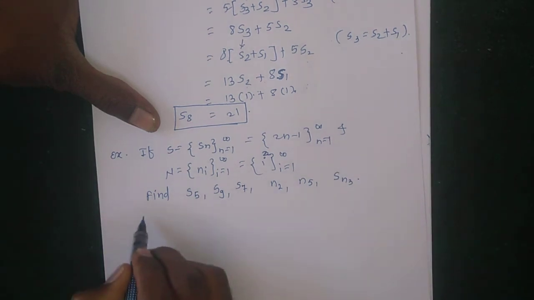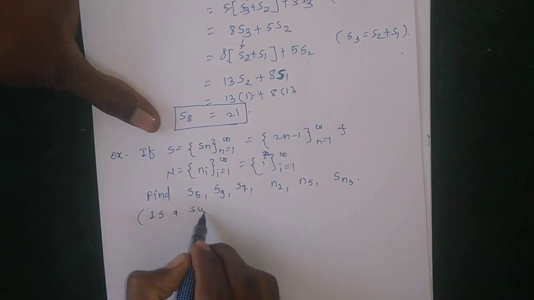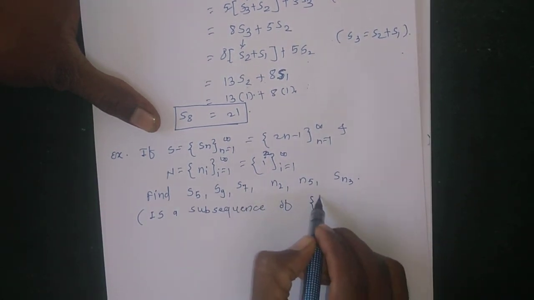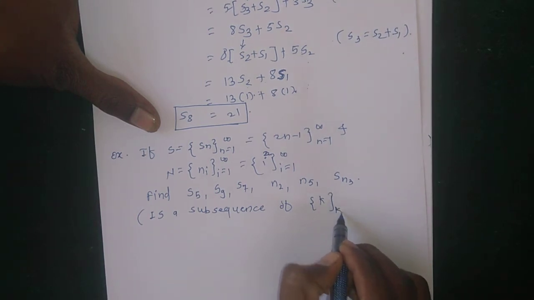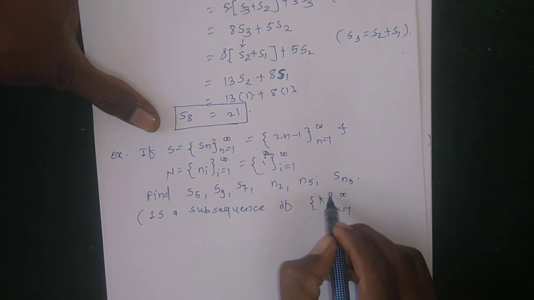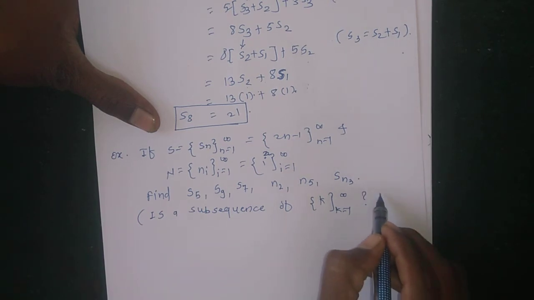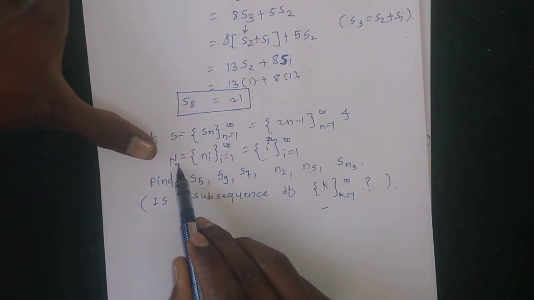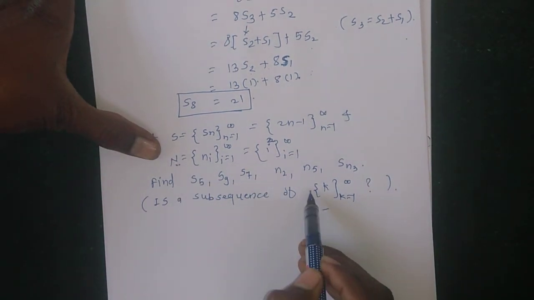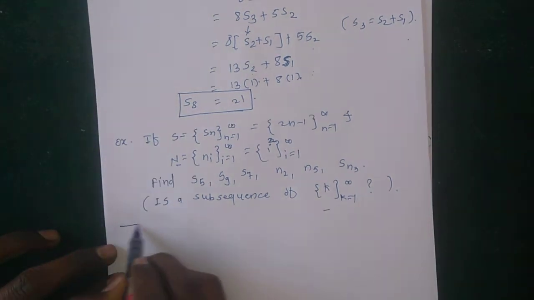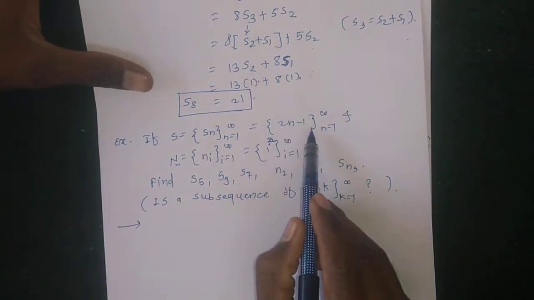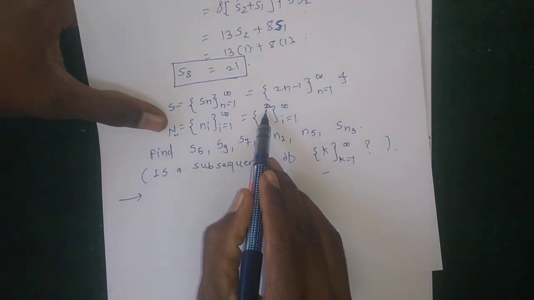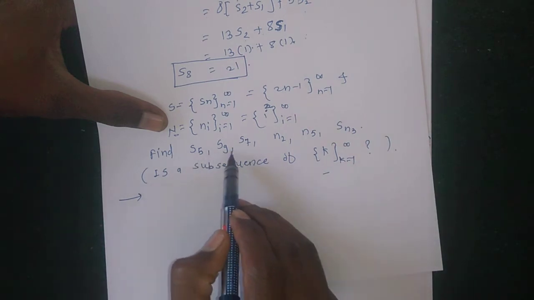And the next question is a subsequence of the given. Here one sequence is given, K, where k runs from 1 to infinity, meaning the set of all positive integers. We ask whether the sequence N is a subsequence of K or not. Here the given sequence is S equal to 2n minus 1, and N is equal to i square. Then find S5, S9, S7.